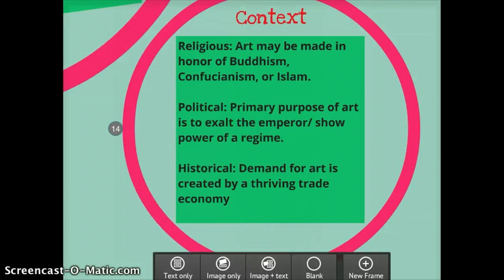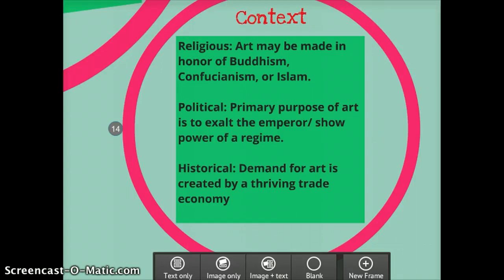Talking about the context for this art, religiously there's some diversity there. It may be made to honor Buddha, it may be Confucius, it may be Islamic in nature, so it's hard to say that it would be one or the other. Politically, in Asia, the primary purpose of art for a long time was to exalt the emperor and show the power of the regime at the time. So there's a big emphasis put on things being grandiose and very fine and just showing the caliber of this government.